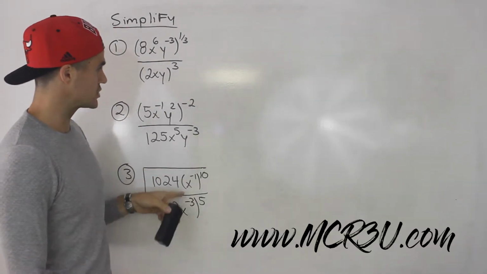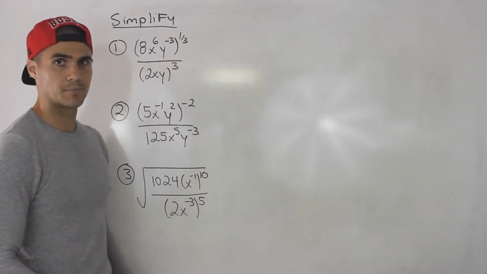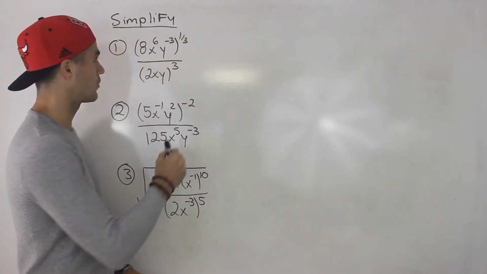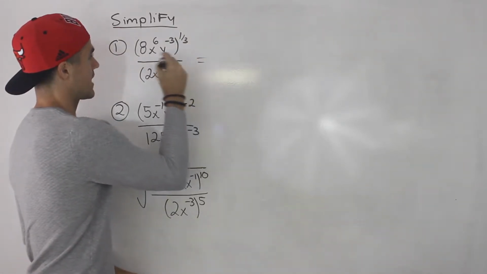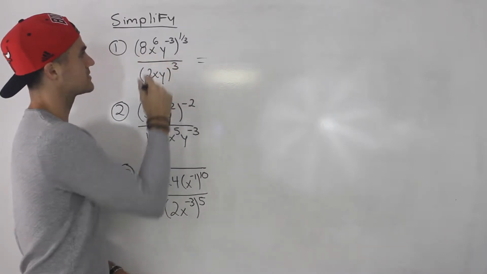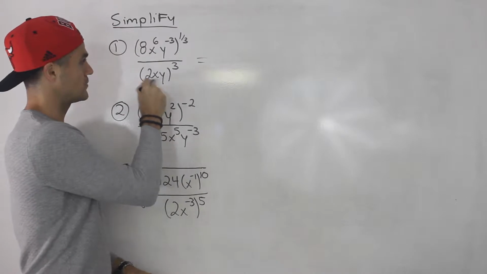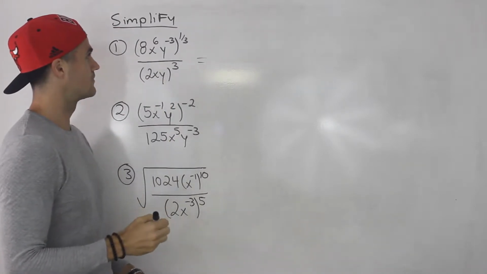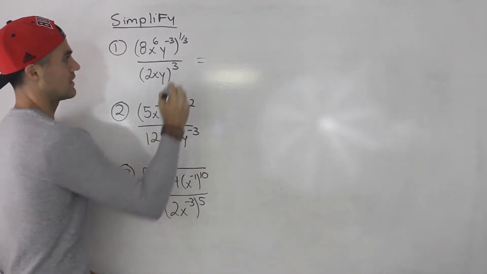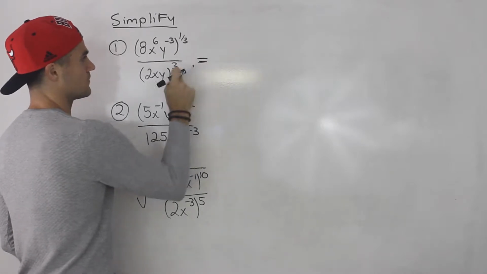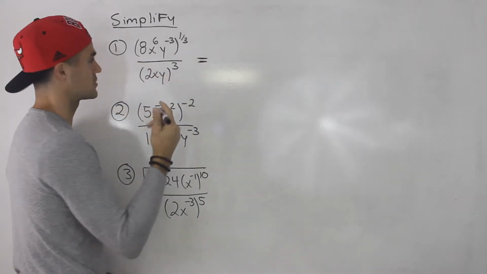We got 3 expressions here to simplify, and I'm going to go through them one by one. So starting with number 1, we got 8x to the 6, y to the negative 3, and that's all to the power of 1 over 3. And then we have 2xy, and that's all to the power of 3. So what I'm going to do here is distribute these 2 exponents inside their respective brackets.